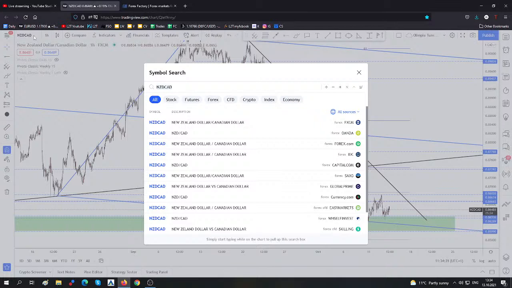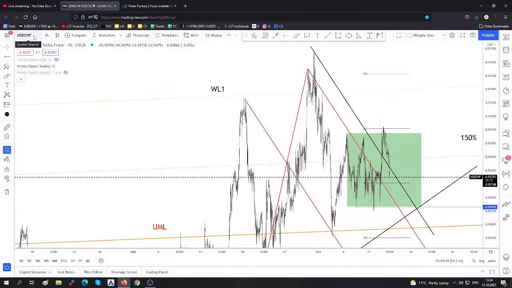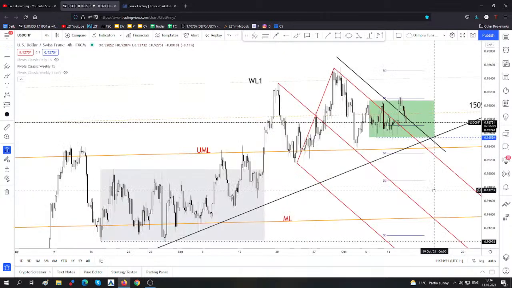Can you look at US dollar versus the Swiss franc? US dollar versus the Swiss franc. Let's take a look at the 4 hours. Thank you guys for all your messages. Thanks for being here. I appreciate your presence.